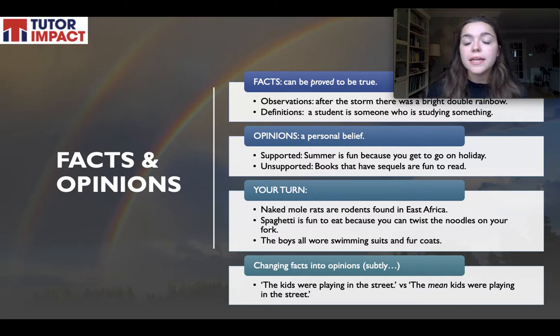A supported opinion is an opinion which has a reason attached to it to explain why I feel the way I do. For example, if your dad says, I want pancakes for dinner because it's the only food we have in the house and I don't want to go to the shop, that's supported. He's given us some pretty strong reasons there why he wants pancakes for dinner. If, on the other hand, he just said, I want pancakes for dinner without any explanation, that is an unsupported opinion.